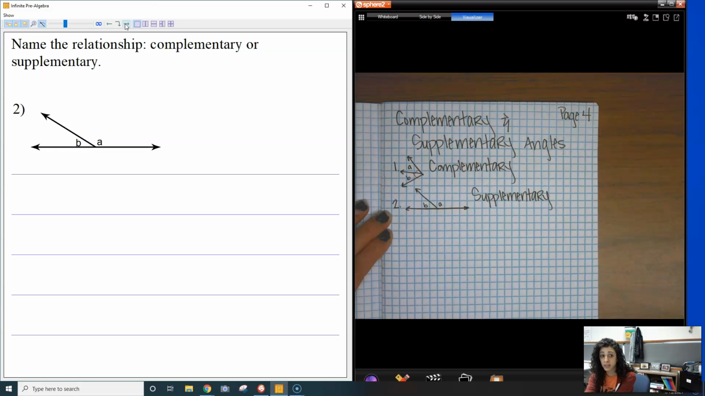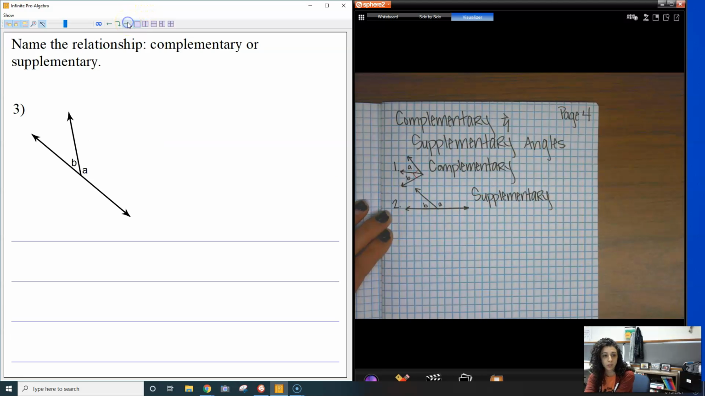All right, I'm not going to write the next 2 down in my book, but I'm going to show them, and let's see if we can get them right. Number 3 says name the relationship as complementary or supplementary. It's a straight line, A and B. A straight line is 180 degrees, so this would be what kind of angle? Complementary or supplementary? If you said supplementary, you are correct.